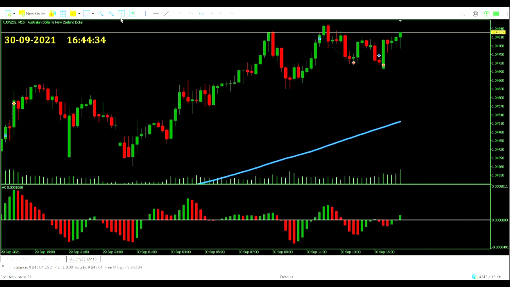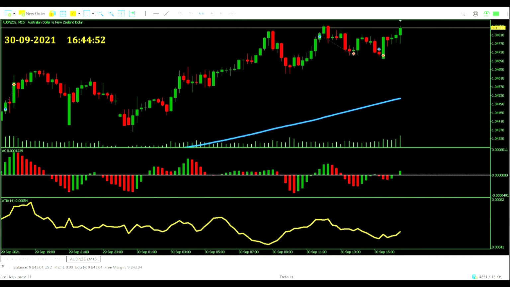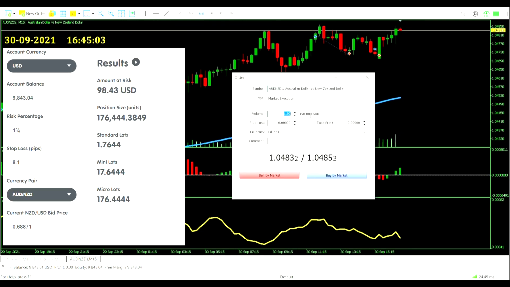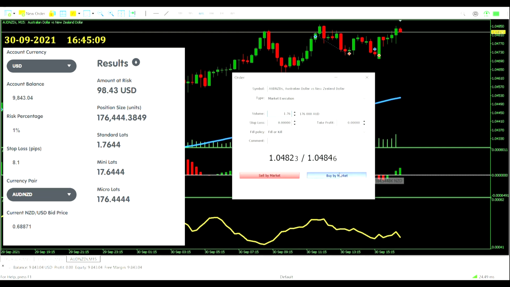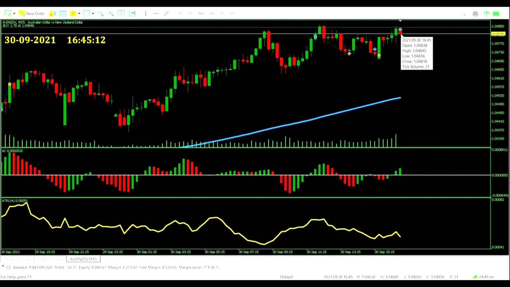Let's pull up the Aussie dollar New Zealand chart. Get that average true range in. 5.4 pips is the reading. That'll be 8.1 to the stop loss. And it's another buy trade from us. So this one's a winner. Highest one of the day, as you can see, and it's already coming back down.